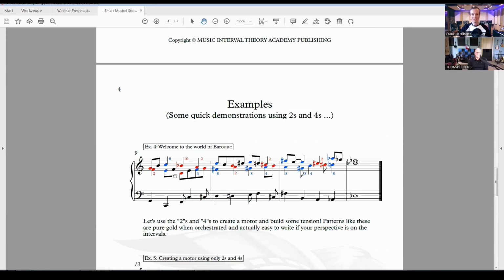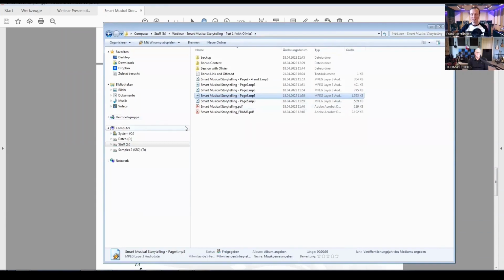Let me play you this example 4, and you will instantly see that this really is welcoming you to the world of Baroque.